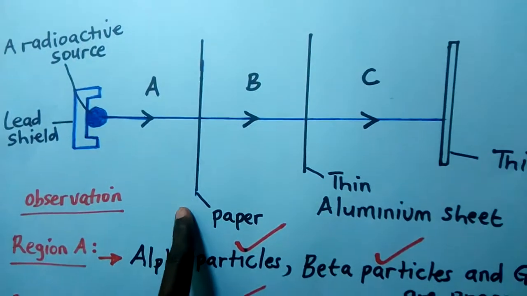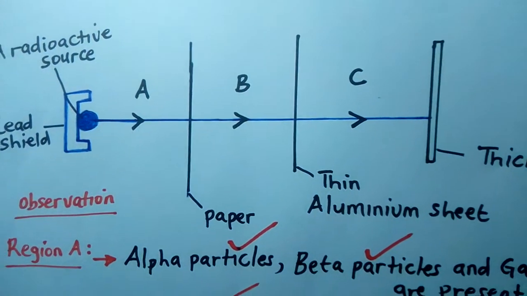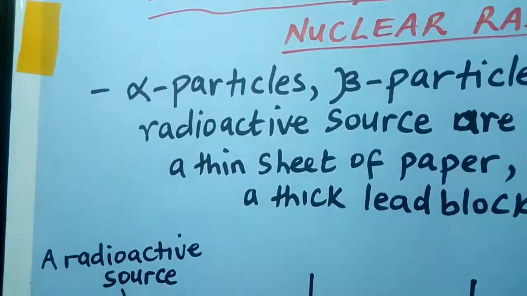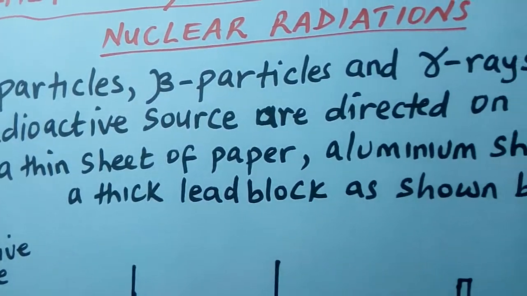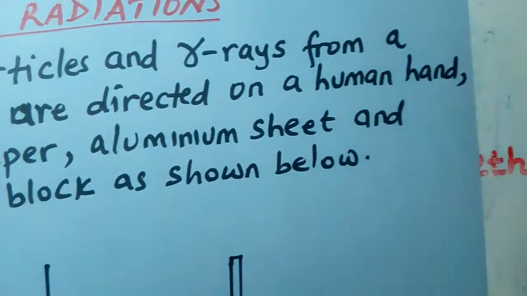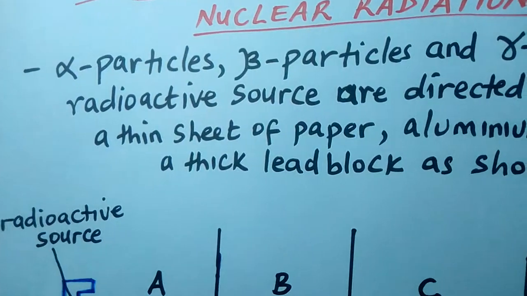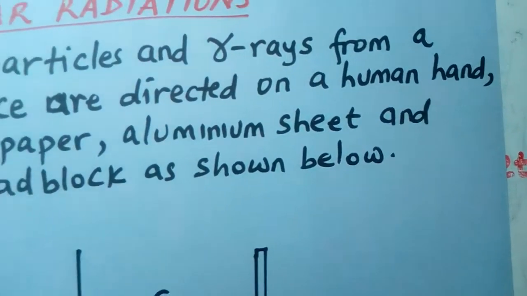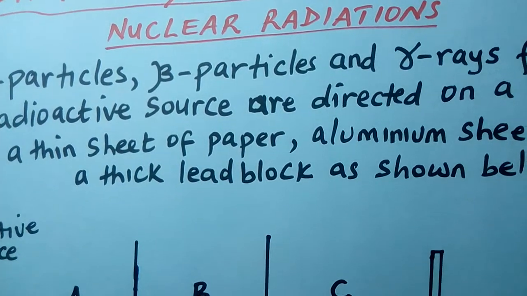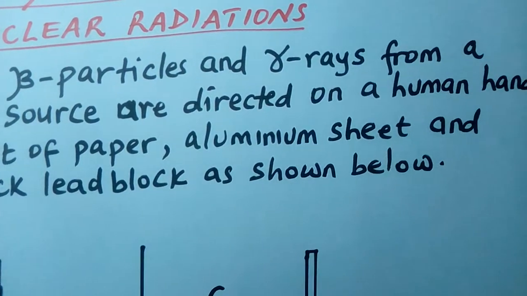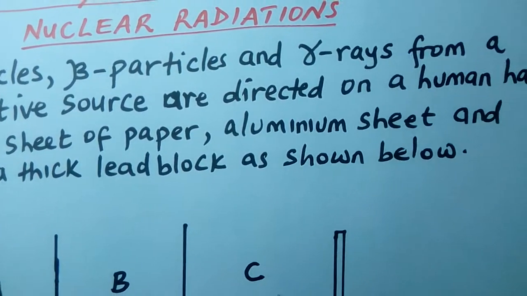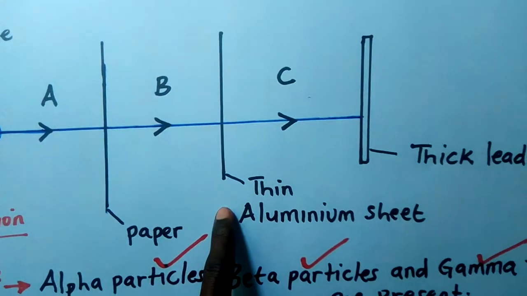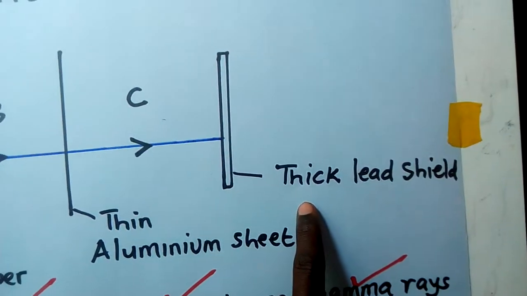So alpha particles can easily be absorbed by a paper. So this is a simple experiment which can be carried out. So that's why we are saying, when you are describing, you say alpha particles, beta particles, and gamma rays from a radioactive source are directed on a human hand, a thin sheet of paper, aluminum sheet, and then a thick lead block. You see, they are all here. Starting with the paper, followed by a thin sheet of aluminum, and lastly a lead block.